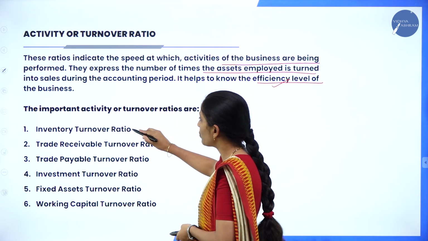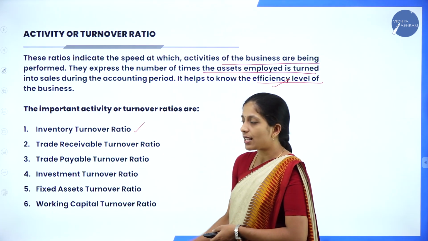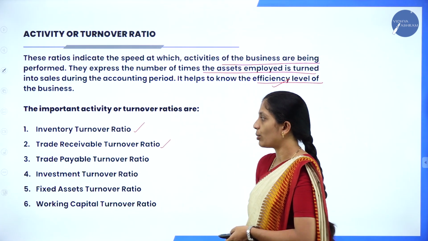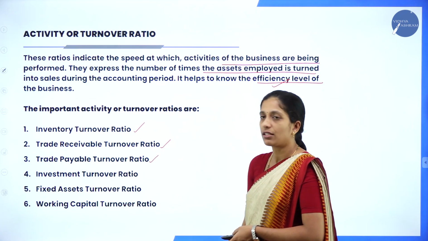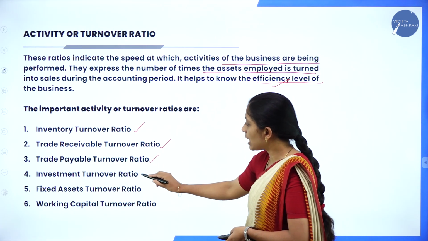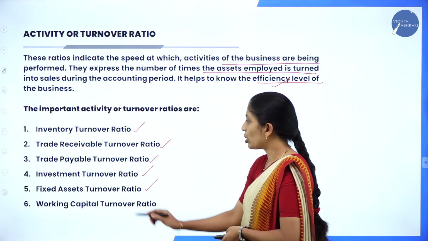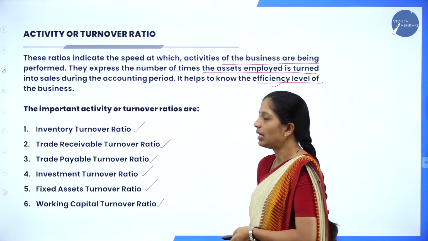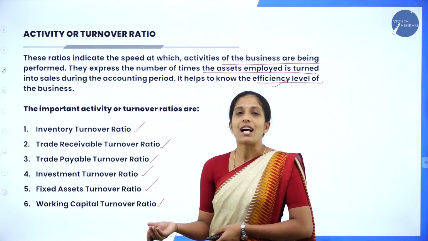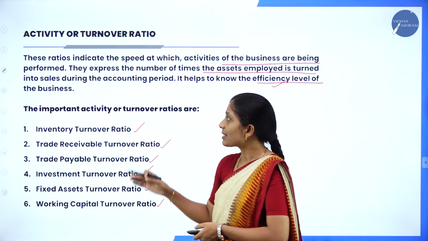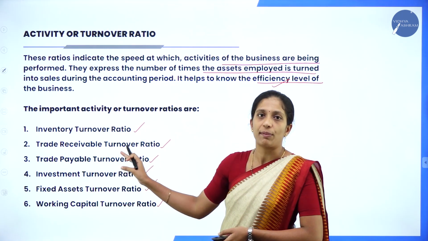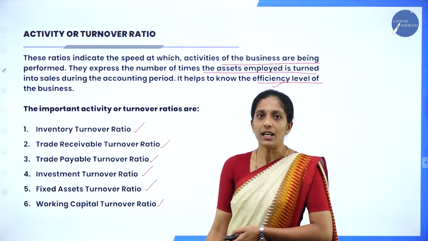First we have inventory turnover ratio. Next, the second one, trade receivable turnover ratio. Third one, trade payable turnover ratio. The fourth one is investment turnover ratio. Fifth one, fixed assets turnover ratio. And the sixth one is working capital turnover ratio. When they ask for 12 marks, how will they ask? They'll ask any 3 ratios from this activity or turnover ratio.